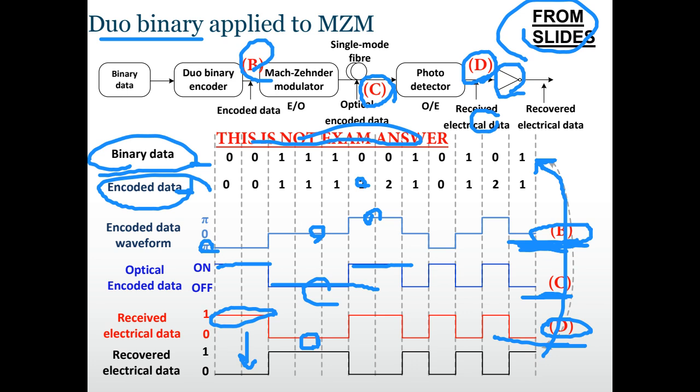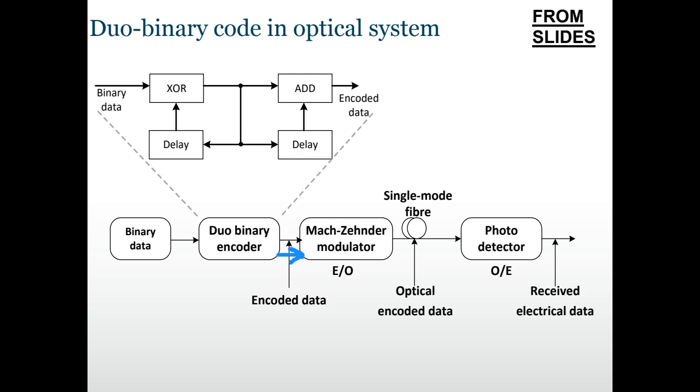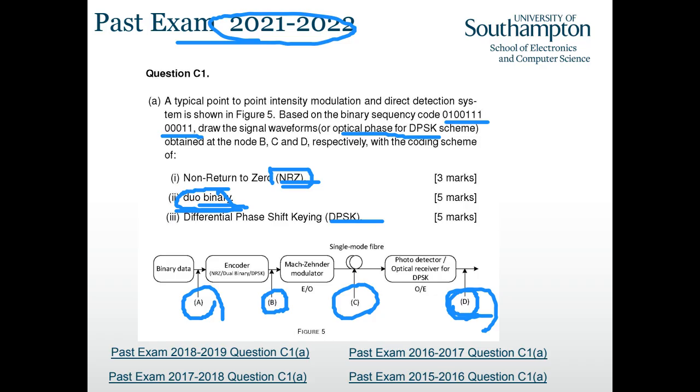So basically, if we look at the question again, we give you a string of binary data. First, you need to work out the encoded data binary. Sorry, 0 or 1 or 2, and then input it to MZM, and then optical output would be on and off, and then electrical output will be 1 or 0. Okay, that's still binary. And then DPSK.